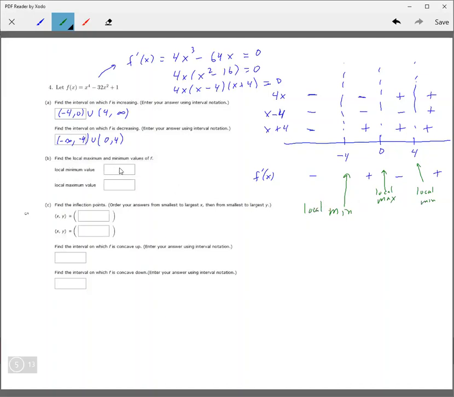So there's going to be two numbers here. Well, maybe not, there could be just one number. What it's asking for here is the y value. It's not asking for where the local maximum or minimum occurs. It's asking what number it is. So that would be the y value is what they're asking for. So what that means is you're going to take this f of negative 4 and calculate that.